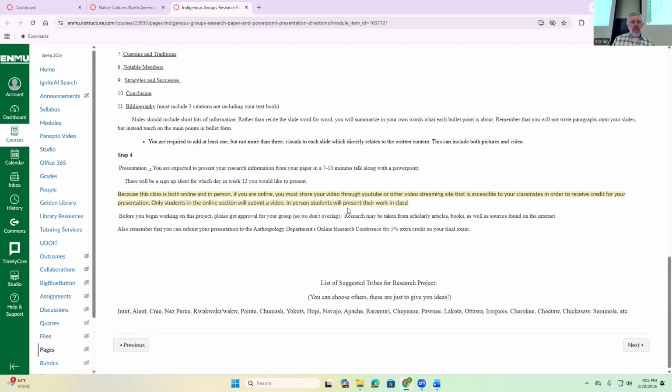And then at the bottom here is a list of suggested tribes for your research project. Most of you have already chosen your group, but if you're still thinking about a group and you haven't decided, these are some possibilities.